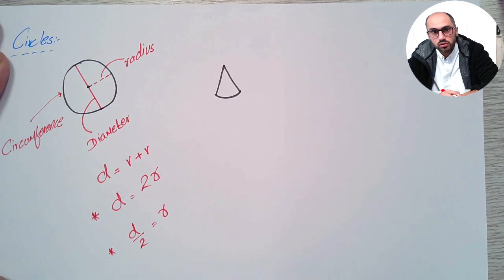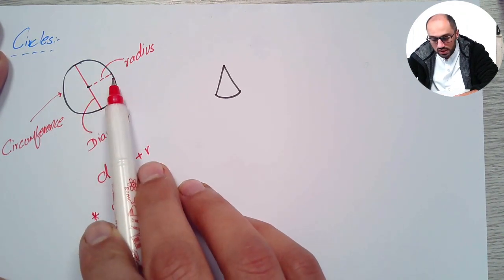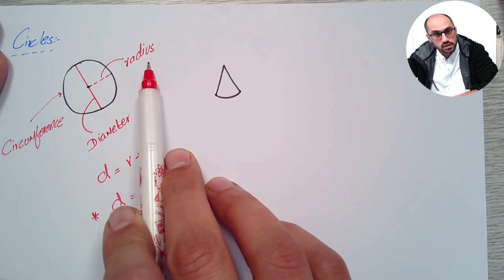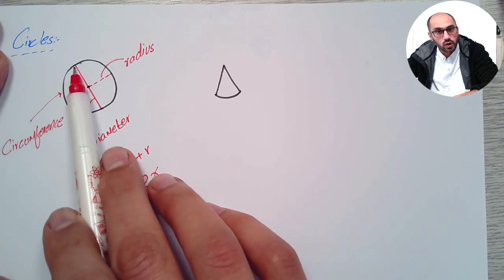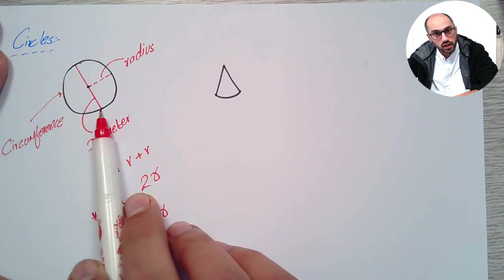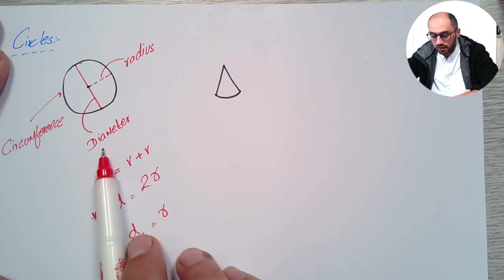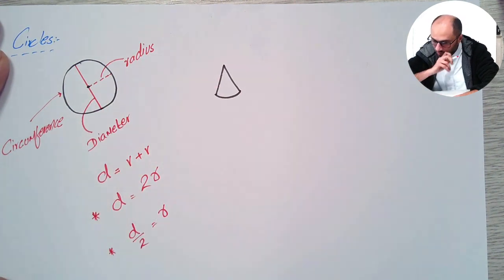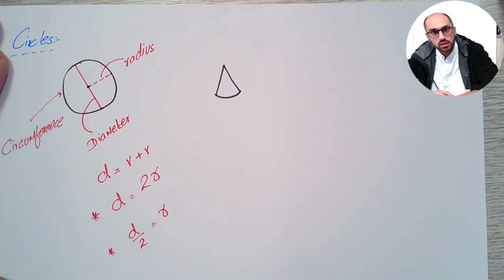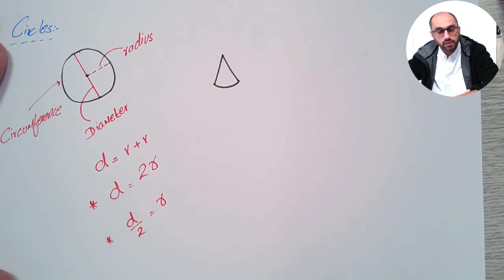So this is the absolute basics that you need to know. This line, which is from the center to the circumference, is called radius. If you have a line starting from one side of the circumference and it touches the other side of the circumference and it also passes through the center of the circle, then that line is called diameter. And the boundary of the circle, the complete circle, is called circumference. You also need to know that diameter is related to the radius by this equation, or you can say the second equation.